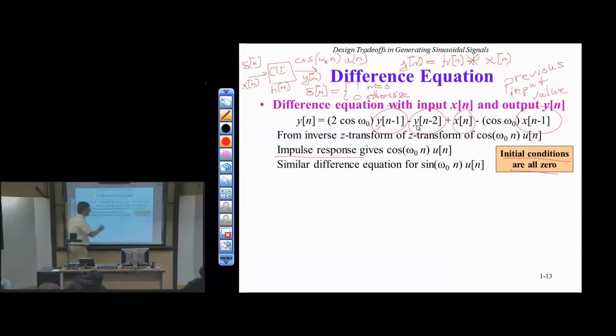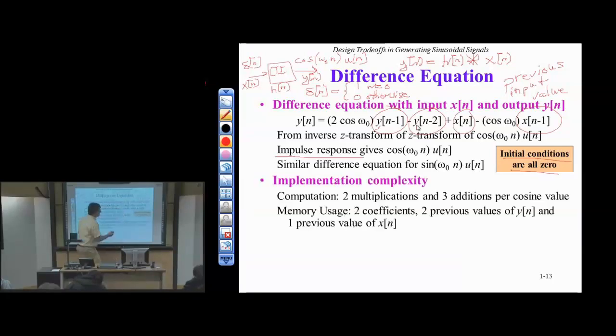So this implies that y of minus 1 is 0, y of minus 2 is 0, x of minus 1 is 0.